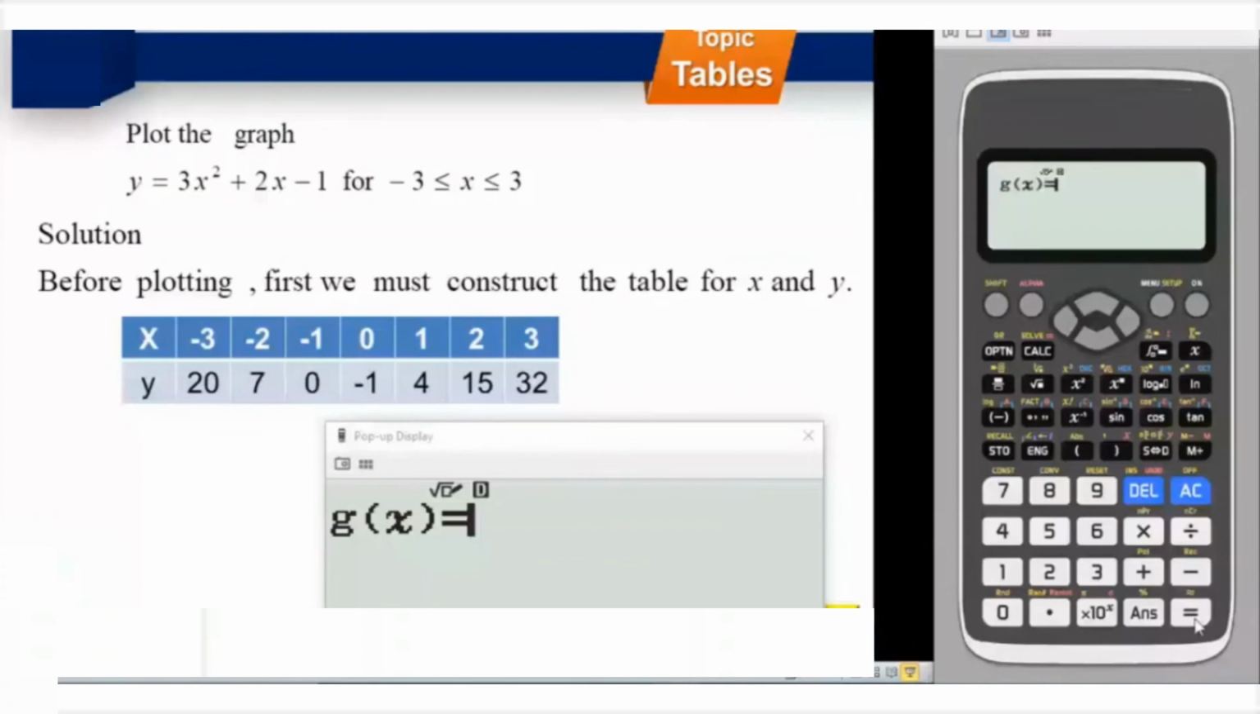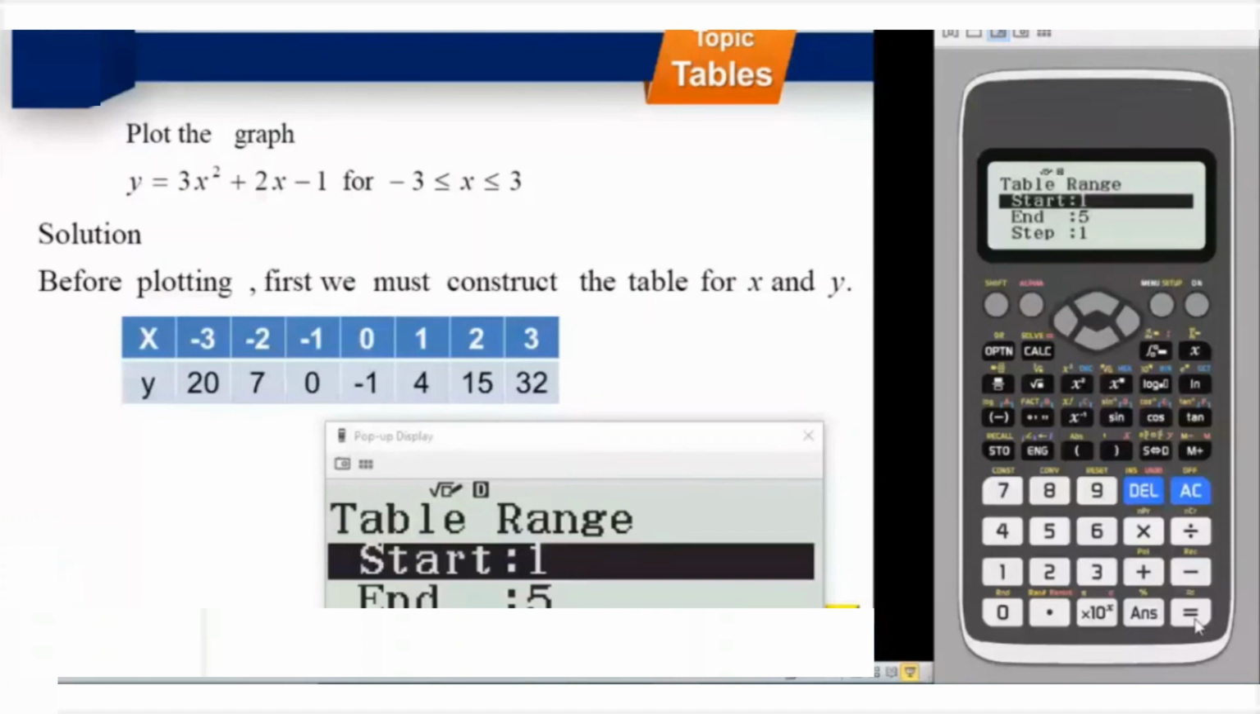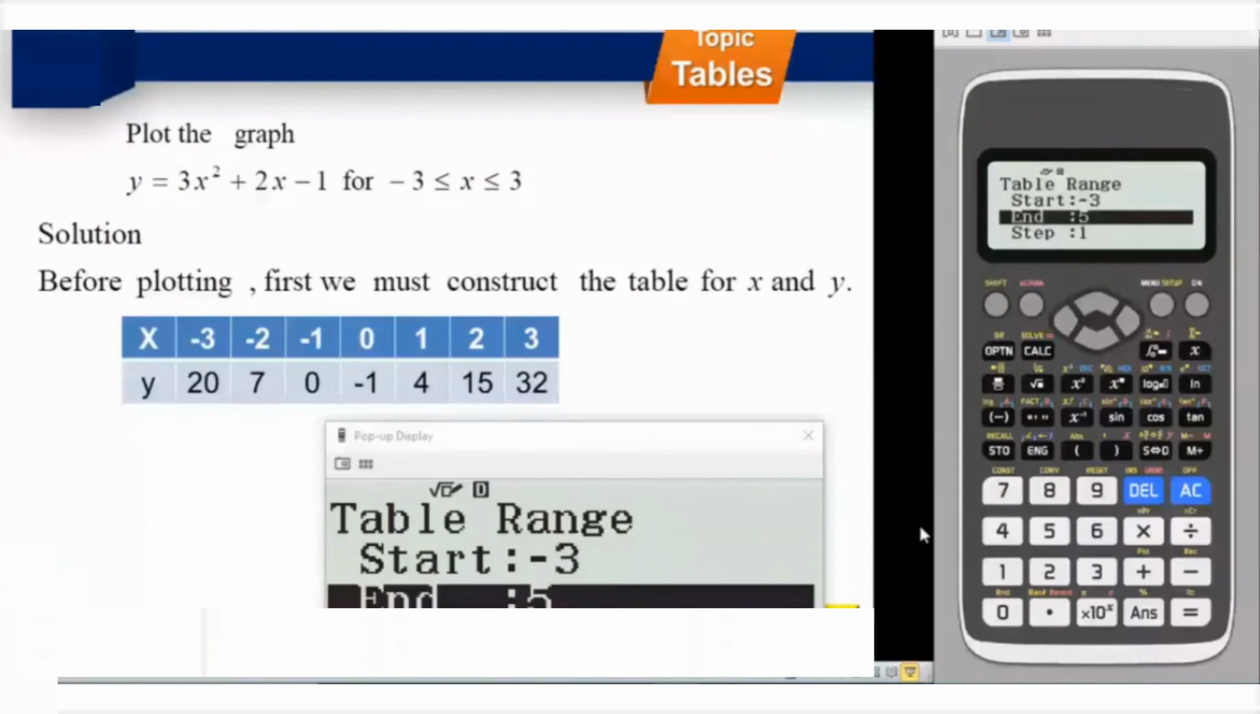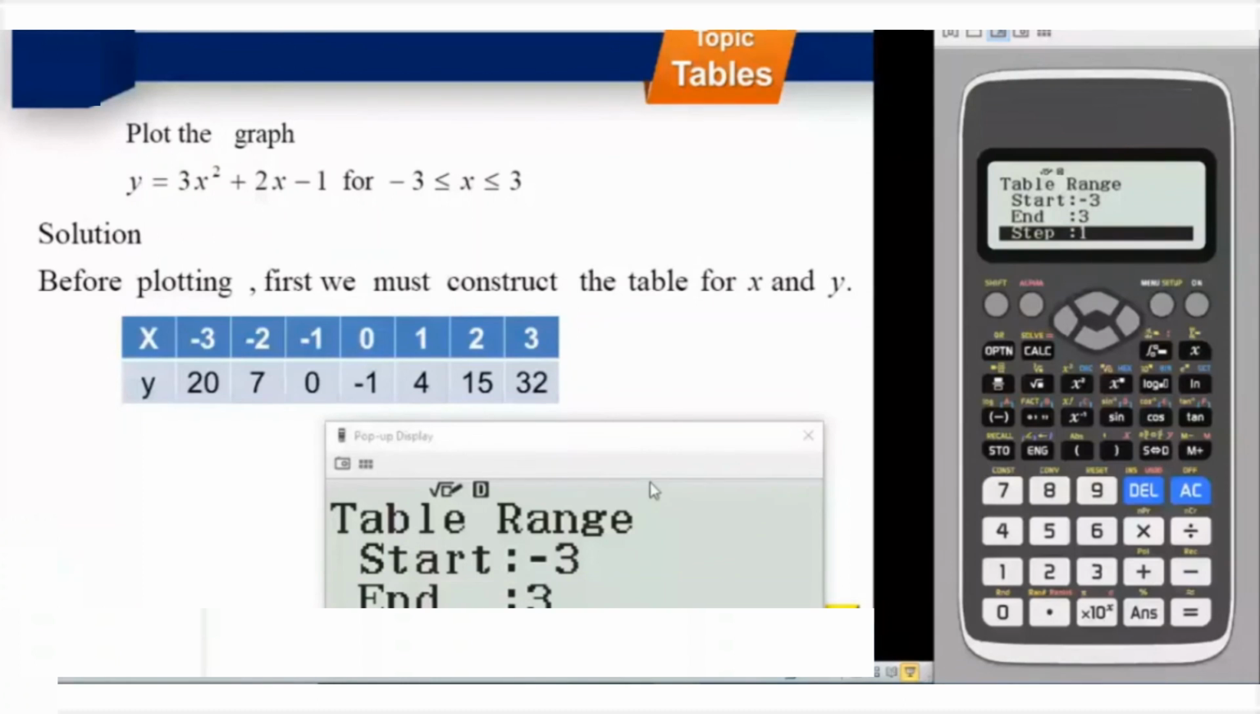The calculator is asking me what is the starting value? What is the minimum possible value of x? So in this particular table, the minimum possible value of x is -3. So I will write -3 and press equals to. The calculator is asking what is the ending value? Ending value here is 3. So I will write 3. Then the calculator is asking what is the step? Step means the difference between the two values. There is a difference of 1 between each x value.